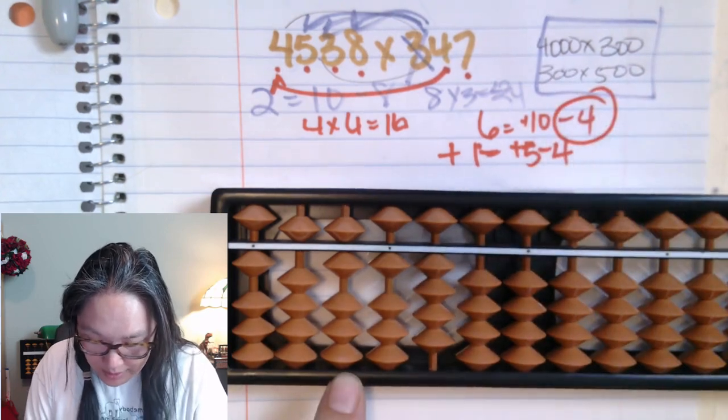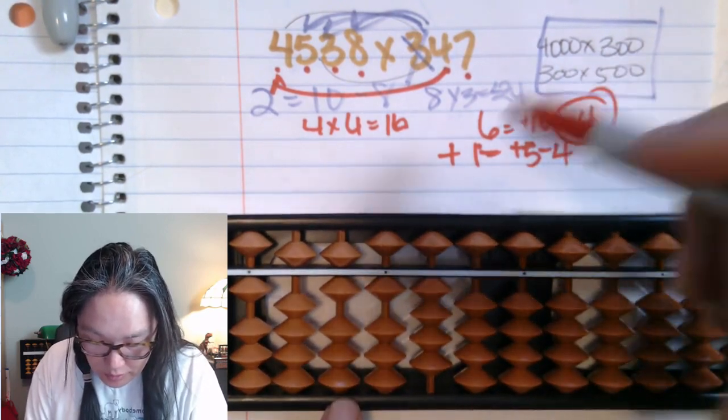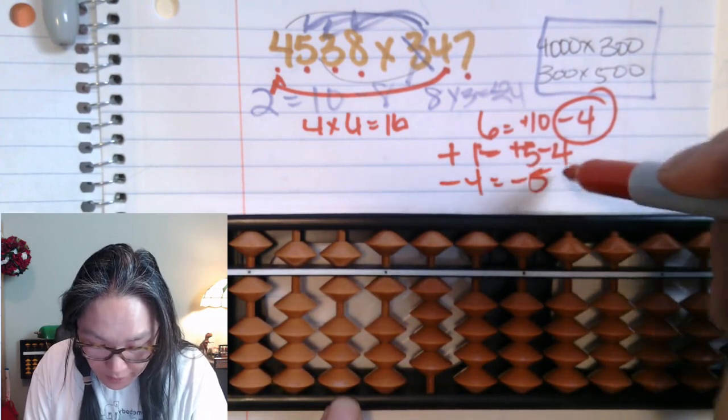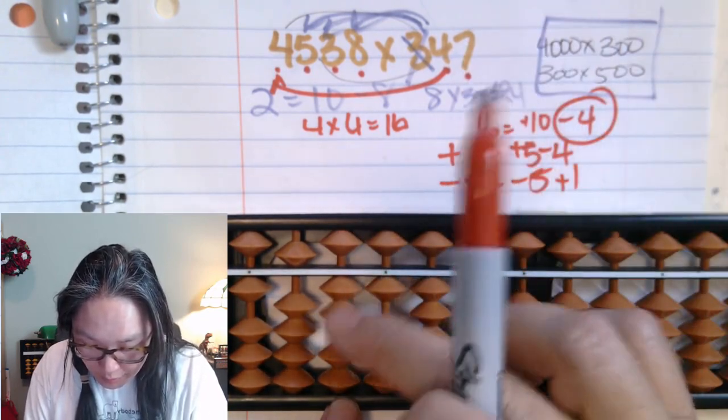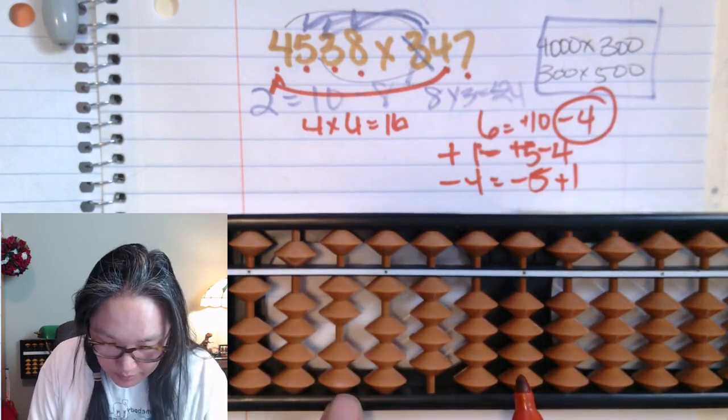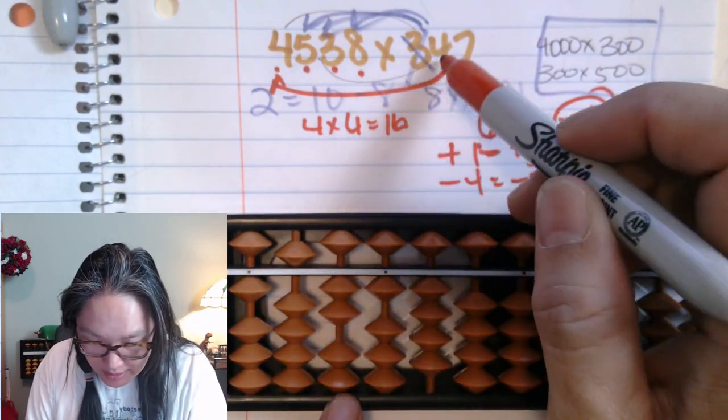This is what I'm doing. Minus the 4. Minus the 4 is equal to minus the 5 plus the 1. Minus the 5 plus the 1. Woo! That's a big one. So that was 16. So what's next?